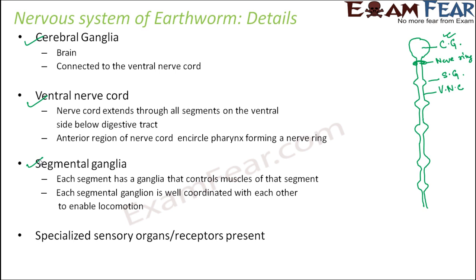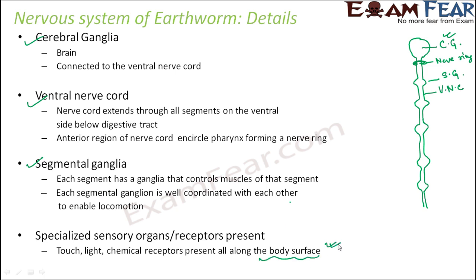So that's all they have. Highly specialized, specific sense organs are not present. But touch, light, and chemical receptors are present all around the body surface. For earthworm, the body surface is multitasking. Body surface helps in absorbing oxygen, that is, it does the work of respiration. Body surface also acts as a sense organ because it can feel touch, it can feel the light intensity, and it can also feel the presence of chemicals. So body surface plays a very important role in the life of an earthworm.